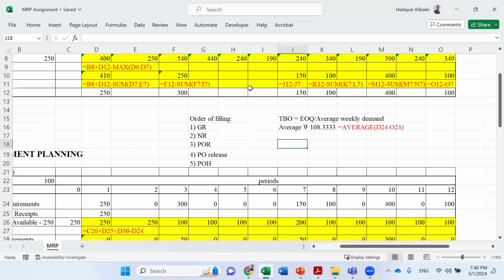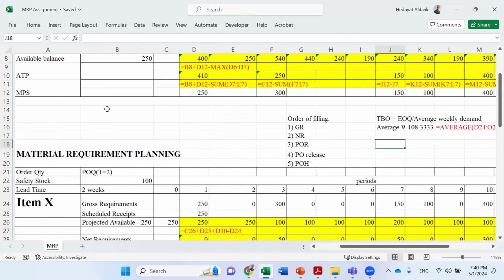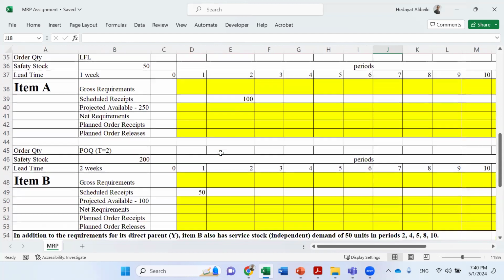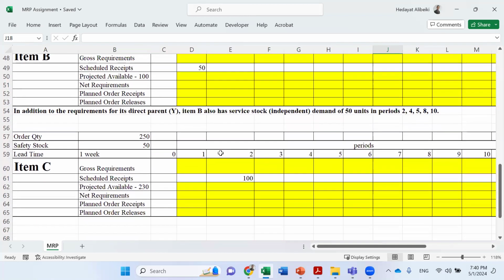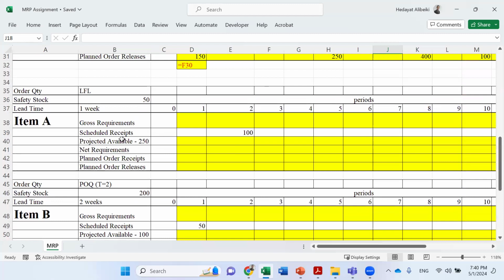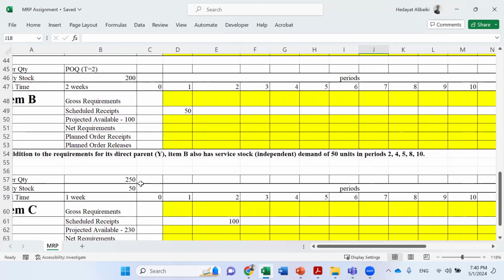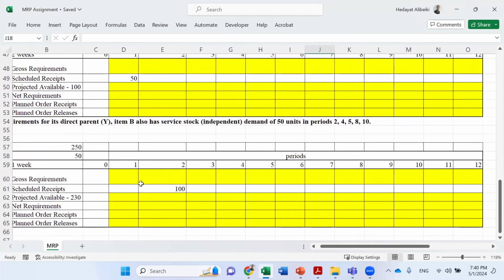And the reason I wanted to do this is because I wanted to show you how to get the gross requirement, because I said gross requirement is the first one. In this one, that was for the parent item. But how about its children? Let's just do it for C, because we did lot for lot and just discussed POQ, but this one actually has a standard order quantity of 250, item C. Let's just do it for C for now.